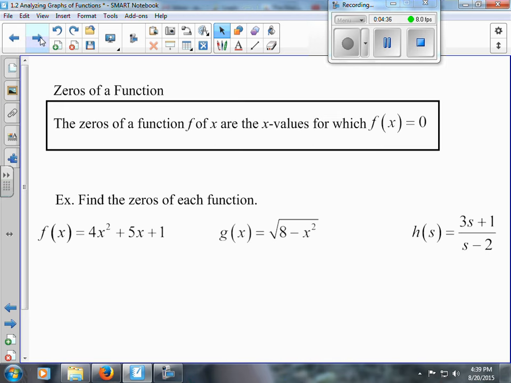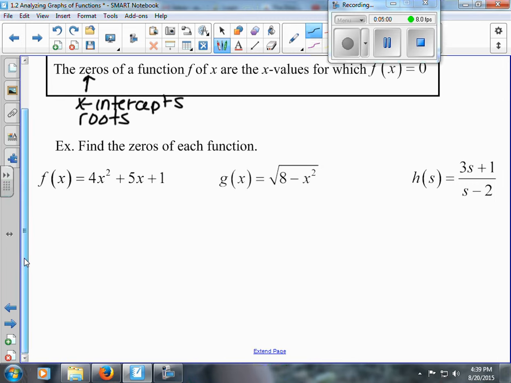Okay, next topic, we're going to talk about the zeros of a function. And there are several words that mean zeros. Also, these are called x-intercepts. These are also called roots. And I believe that's it. So our book tends to use the word zeros. So find the zeros of each function. That means you're going to set these equal to 0. You're going to replace the y value or the f of x value with 0 and solve.